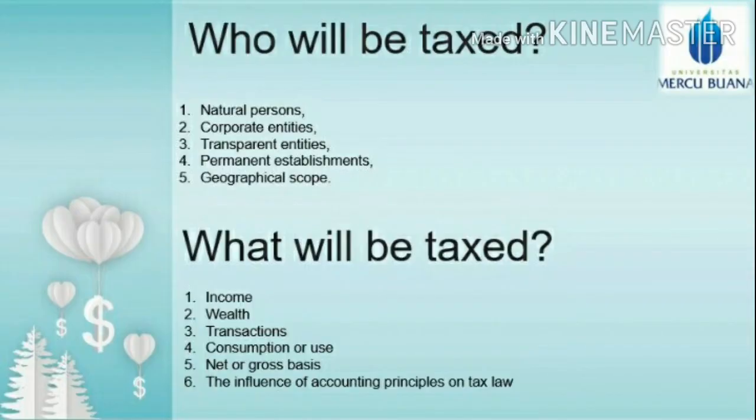The first, natural persons, and the second, corporate entities, the third, transparent entities, and the fourth, permanent establishment, and the fifth, geographical scope. So what will be taxed? The first, income, the second, wealth, the third, transaction, the fourth, consumption or use, and the fifth, net or gross basis, and the sixth, the influence of accounting principle on tax law.